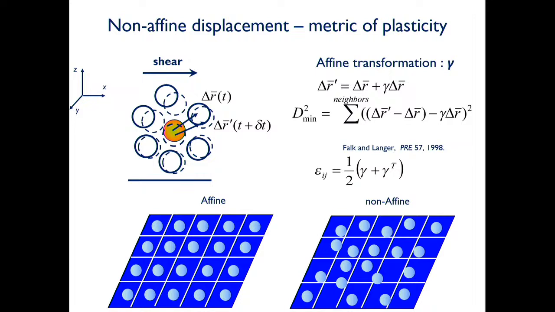So this is the recipe for computing the non-affine displacements, given in this particular paper by Falk and Langer. Essentially, you are subtracting the affine component, which is the trivial component due to the applied shear, and whatever is remaining is the non-affine component, okay? If you have a displacement of this form, then this is affine, but in disordered systems, most often you have deviations from affinity. So what we're computing is the deviation from affinity, and that is the non-affine displacement in our system. Based on these non-affine displacements, we're going to identify rearrangements.